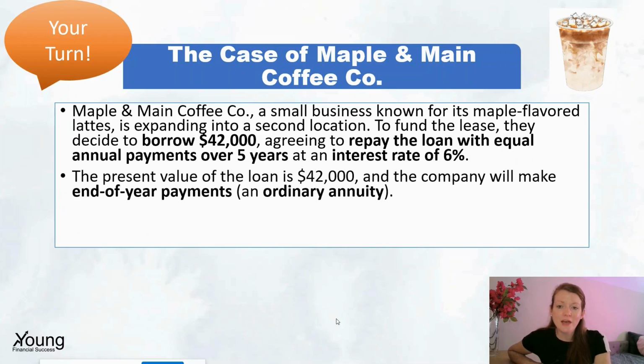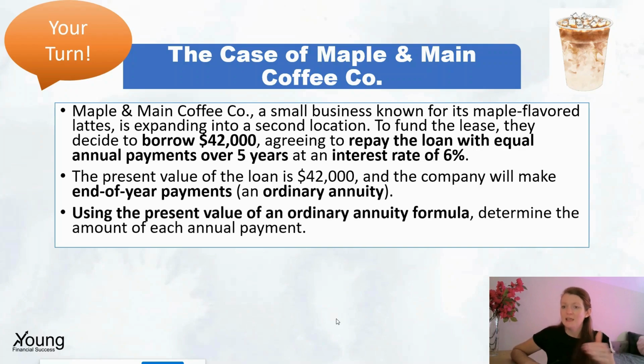Okay, so the present value of the loan is $42,000. The company will make the payments at the end of each year. So that's an ordinary annuity. If it was the beginning, it would be annuity due. So using the present value of an ordinary annuity formula, we want to determine the annual payments. So maybe you want to pause the video and take time to try to calculate the annual payments yourself based on $42,000, 6% interest, in 5 years using the PVA, present value of an annuity table.